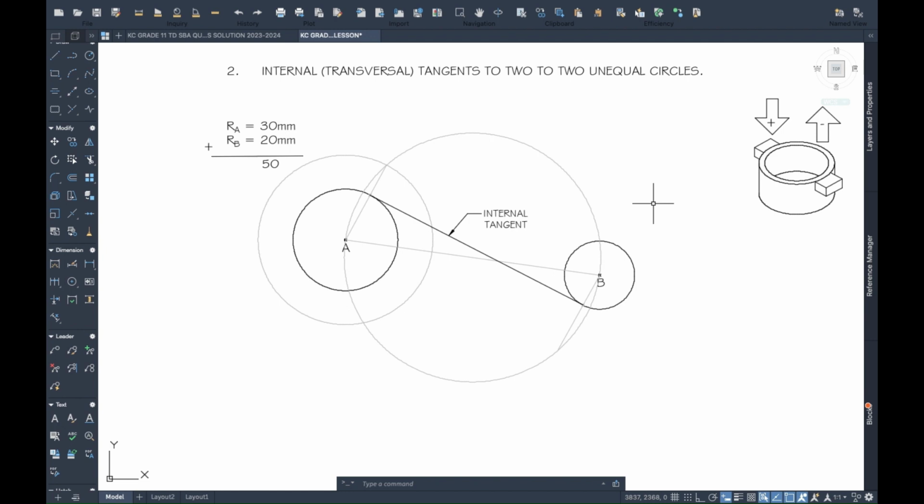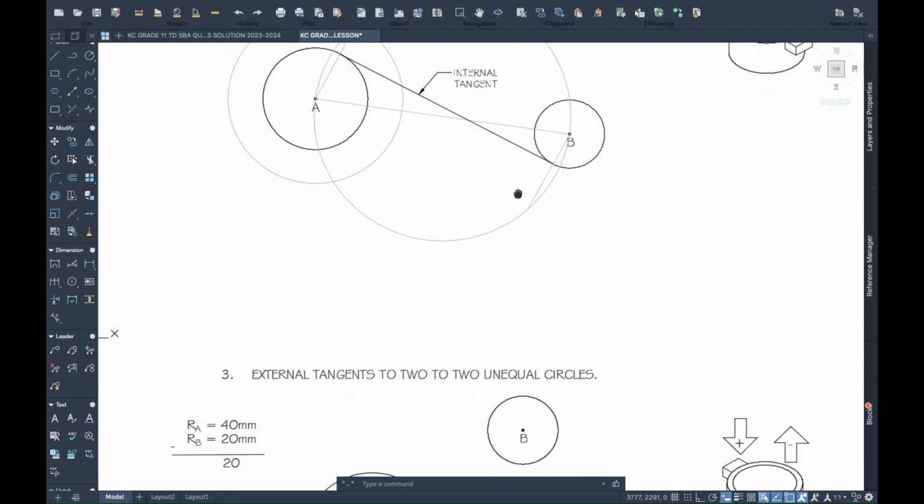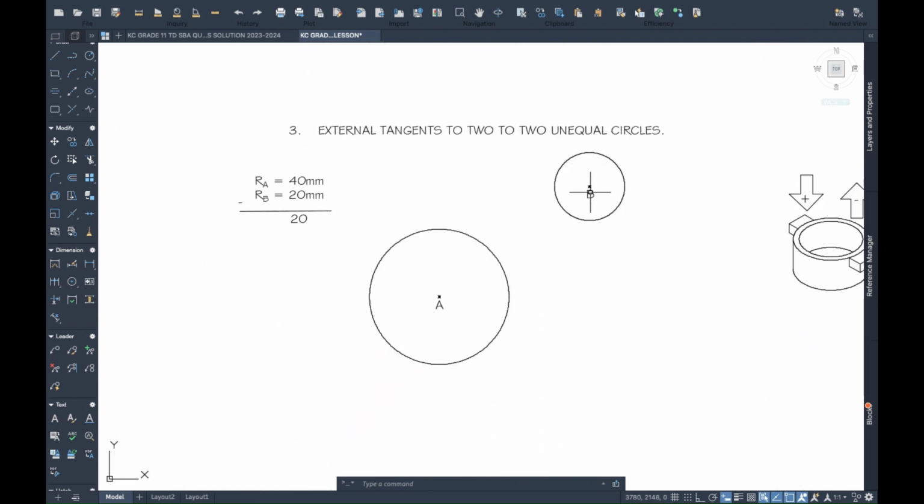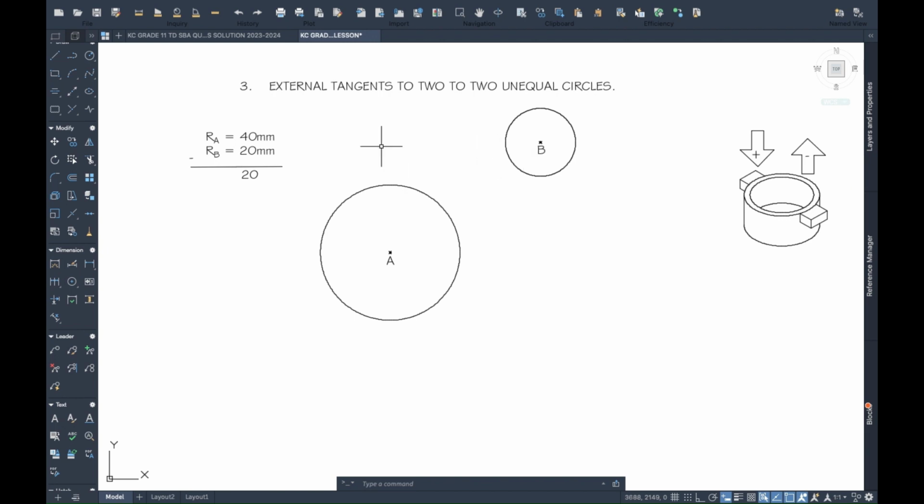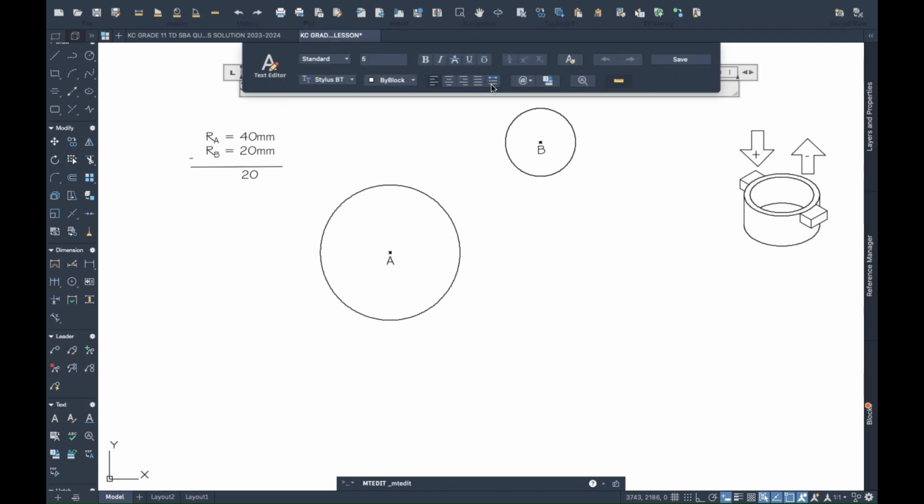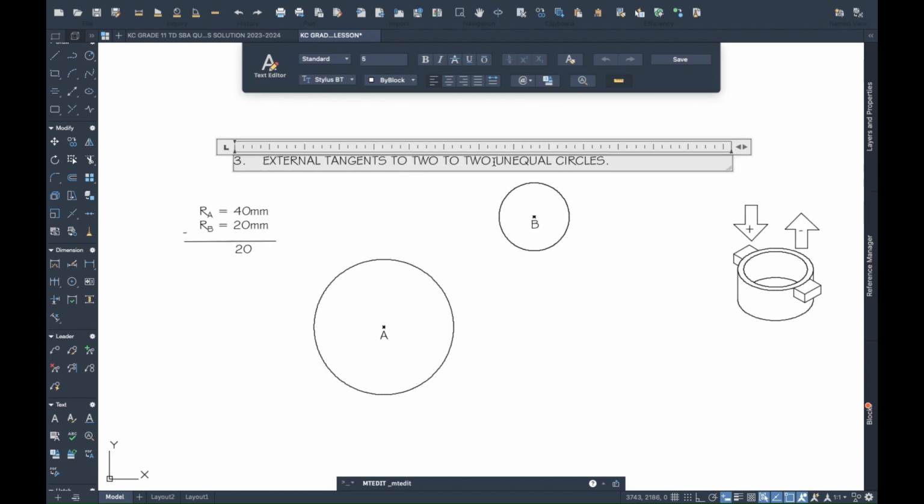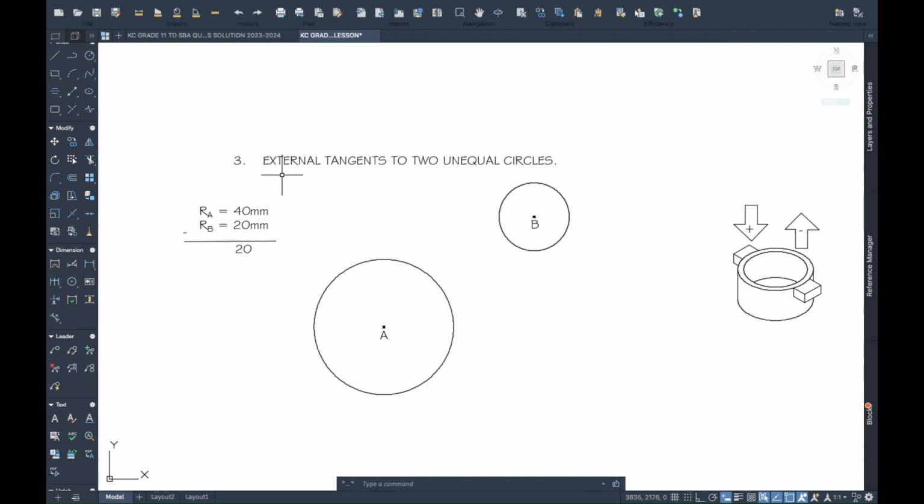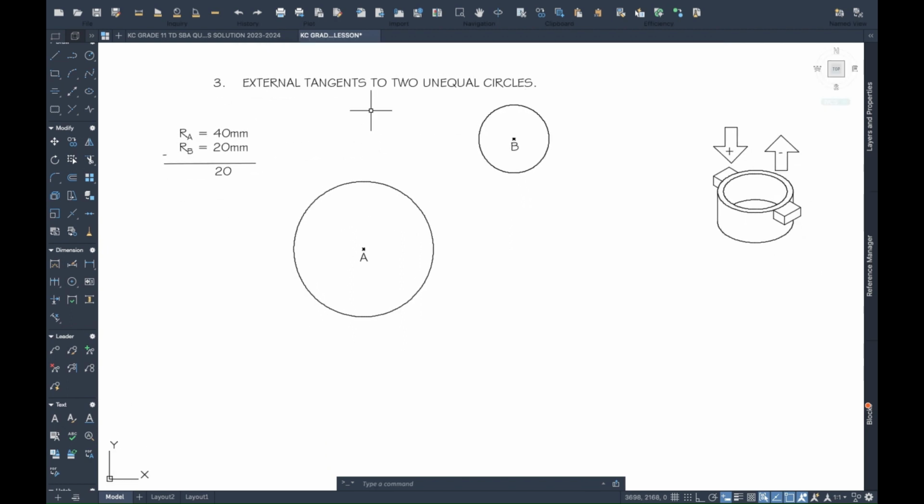So you see, we're moving quite along. We're going on. Let's move now to objective number 3. With objective number 3, we are supposed to construct an external tangent to two unequal circles. Let's edit this, backspace that, and edit it. Okay, good. So external tangents to two unequal circles.